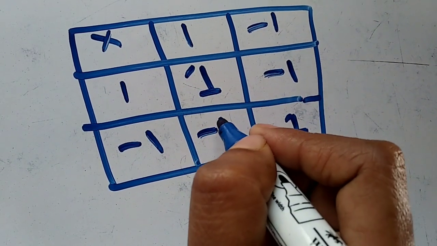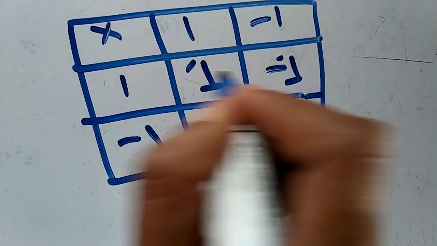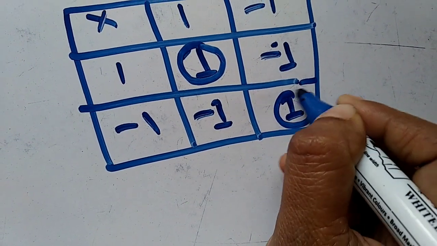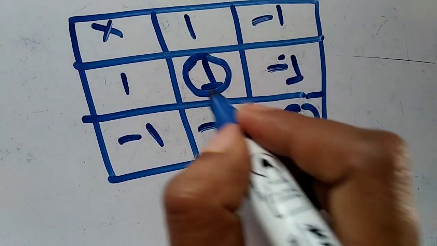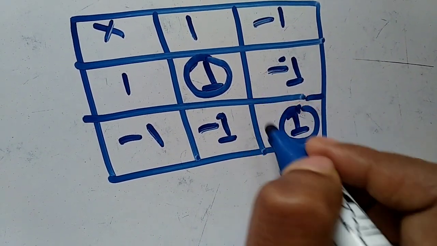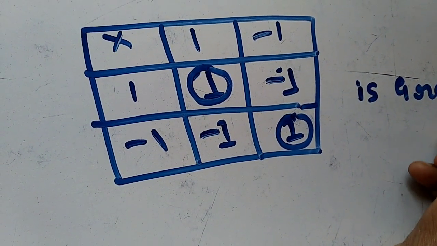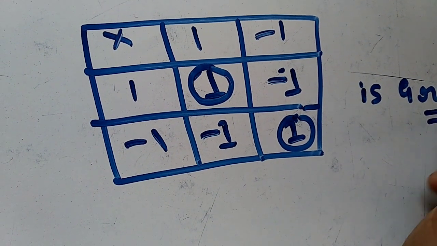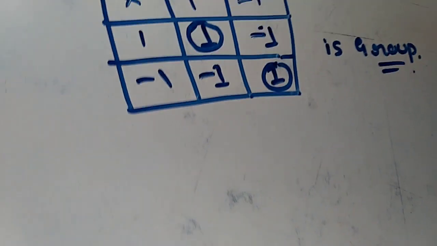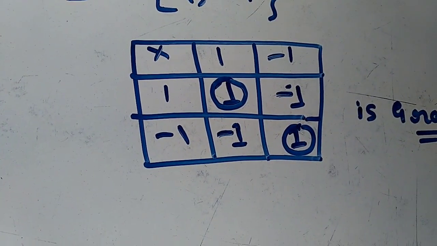All the elements belong to this set. And just look here, guys. 1 is our identity element, and here also we have our identity element. So in the table, if you get the identity element in these two rows, then easily you can say that this is a group. This is one type of checking whether the given set is a group or not. Here we have two identity elements, so directly we can say this is a group.